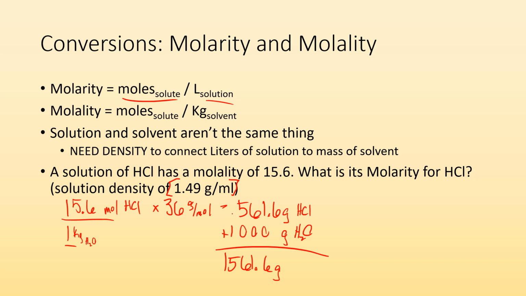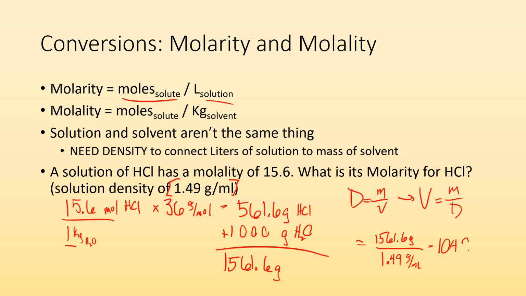Now they told me my density. So I go, all right, well, if I know my grams, I can figure out my volume, right? Because density equals mass divided by volume. So if I wanted my volume, it's the mass divided by the density. So my mass is this 1561.6 grams divided by 1.49 grams per milliliter, and I end up with 1048 milliliters, or 1.048 liters.